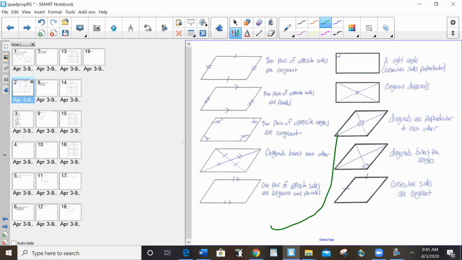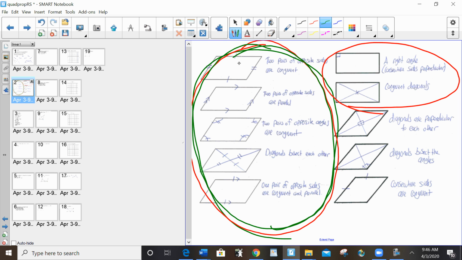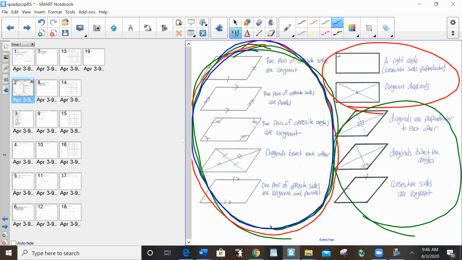You prove one of these five. To prove a rectangle, you prove it's a parallelogram first, and then one of these two. To prove it's a rhombus, you prove it's a parallelogram first, and then you prove one of these. And to prove a square, the square is the baby of the rectangle and the rhombus. So first you prove it's a parallelogram, then you prove it has a property of daddy rectangle, then you prove it has a property of mama rhombus.